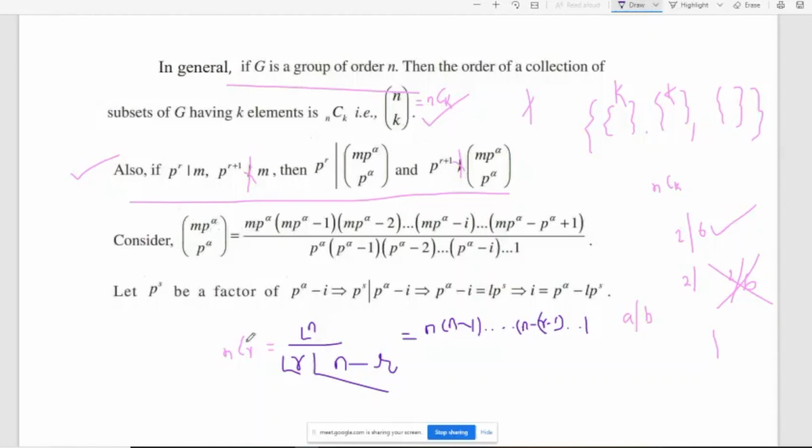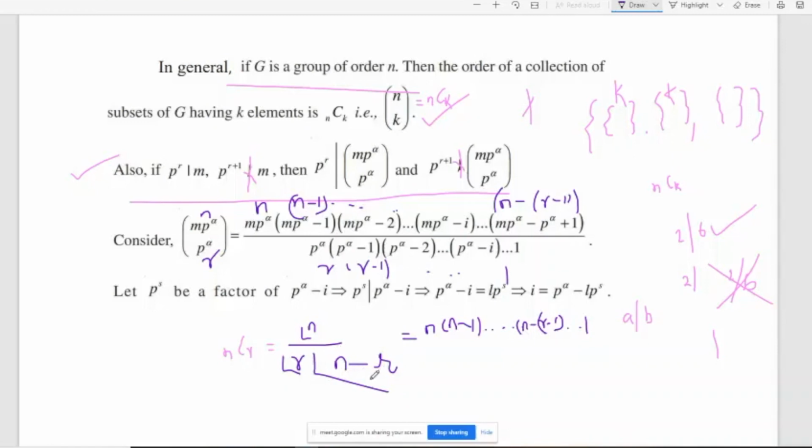The final nCr, which is n factorial by r factorial into (n minus r) factorial, the same concept is what we are using here. Suppose I treat this as my n, and this as r. What we have here is n, n minus 1, and so on, down to n minus r plus 1. And then in the denominator what we have is r, r minus 1, and so on up to 1.